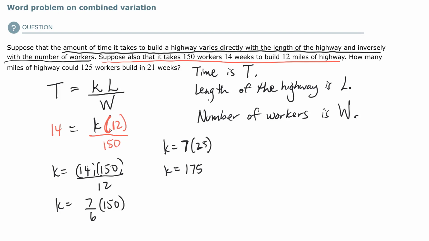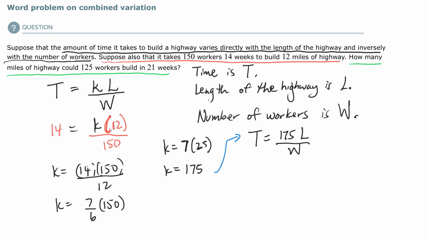Now let's rewrite our relationship. See if there's anything else to answer. Rewriting our relationship is this. We get T is equal to 175 times L all over W. Now we're ready for the last step. So this is really 3 parts. This little story actually has 3 parts to it.